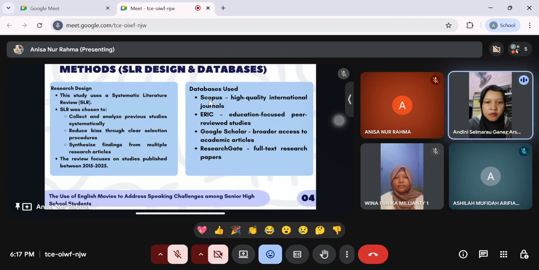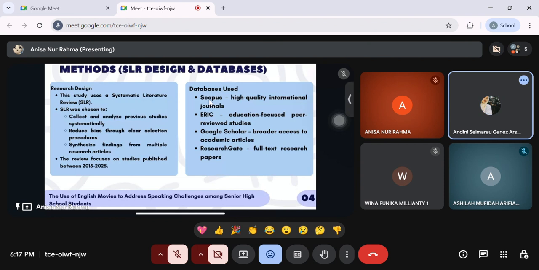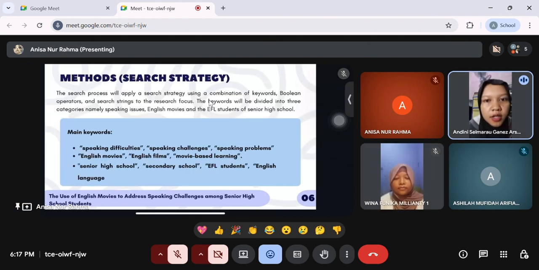Next, I'm going to explain about methods, search strategy. The search process will apply a search strategy using a combination of keywords, Boolean operators, and search strings to the research focus. The keywords will be divided into three categories, namely speaking issues, English movies, and the EFL students of senior high school. To ensure accuracy, the keywords were divided into three.